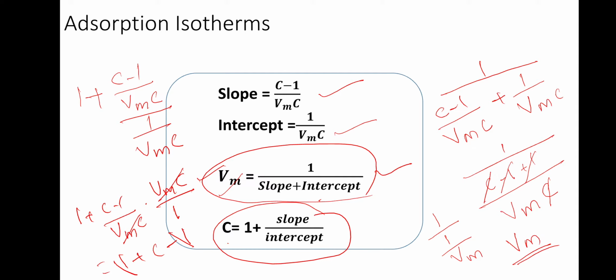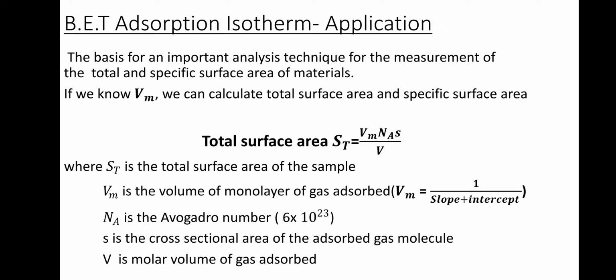Okay, so we can calculate the volume of the monolayer of the gas adsorbed and also the BET constant from the graph. Then, application. What is the application of BET adsorption isotherms?